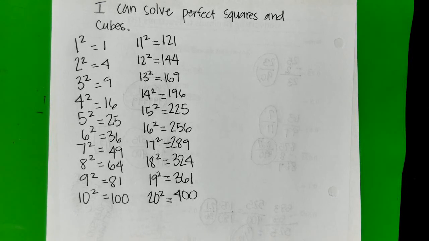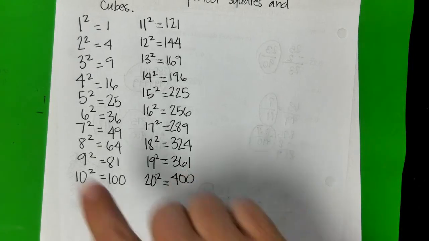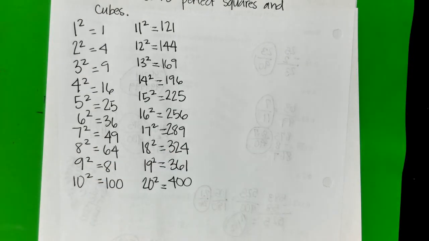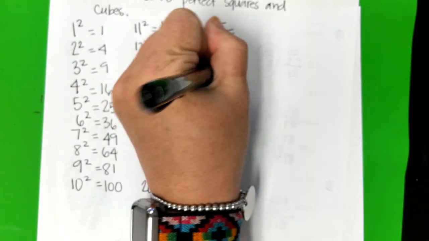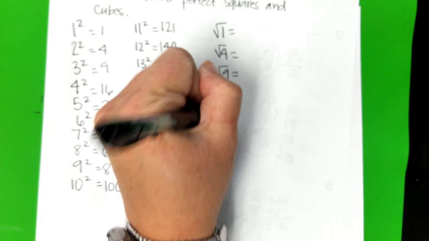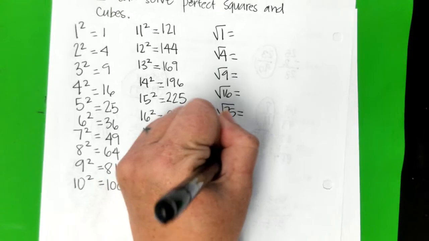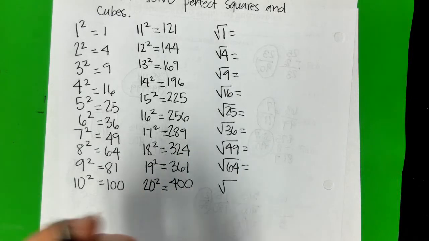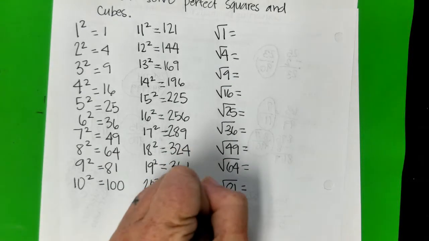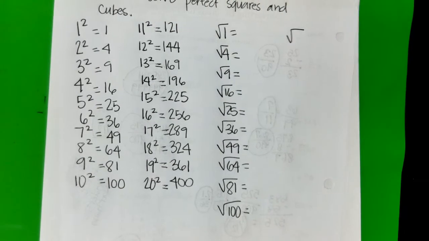Alright, those are perfect squares. So the opposite of squaring a number is taking the square root of a number. And another word for the square root symbol is radical symbol.